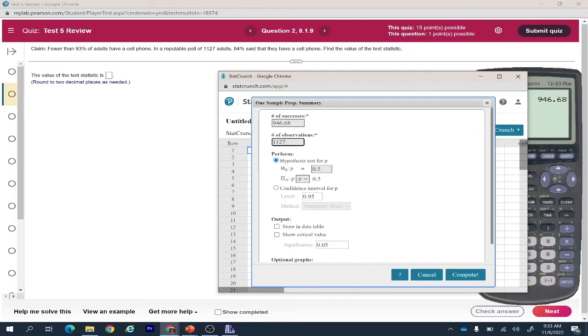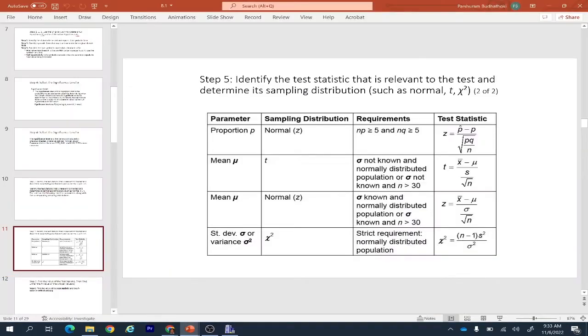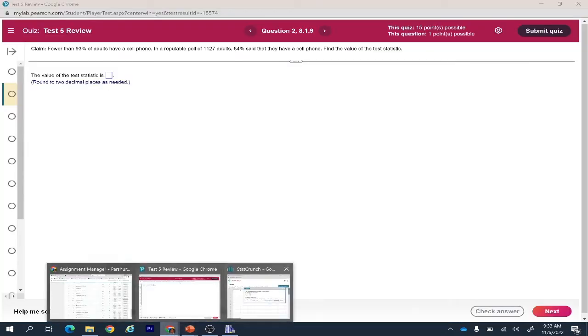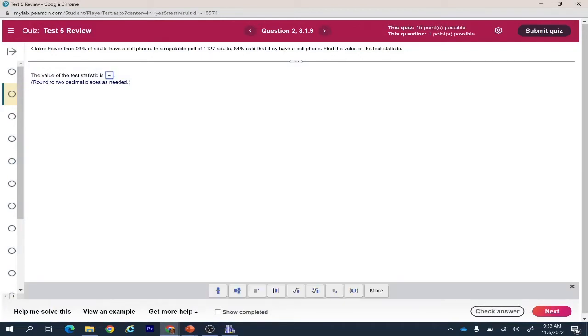Then the null hypothesis is equal to, as you can see here, 93%, and the alternative hypothesis is less than 93%. If you just click compute here, this is the number. That's the test statistic, which you can see here. This formula also calculates the very same thing, but you can also calculate that value using StatCrunch directly. That's negative 11.84 if you round it to 2 decimal places.